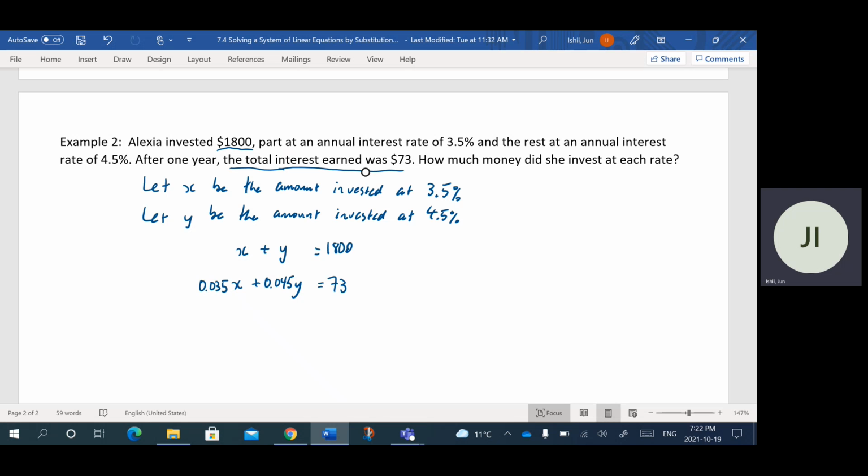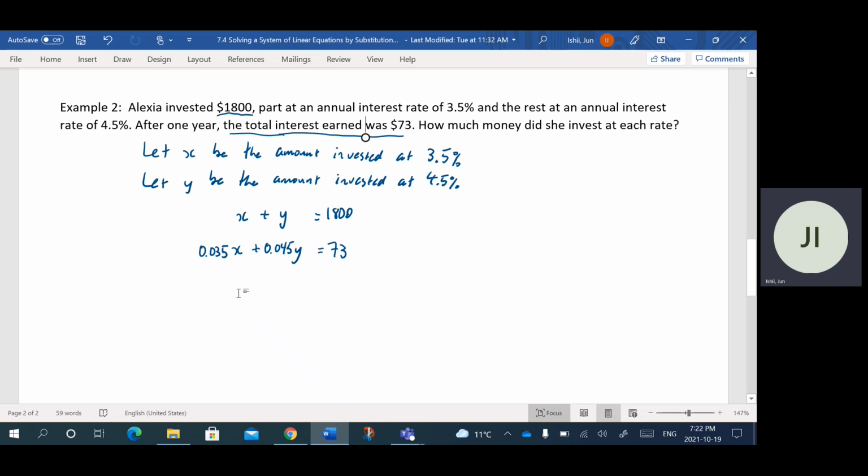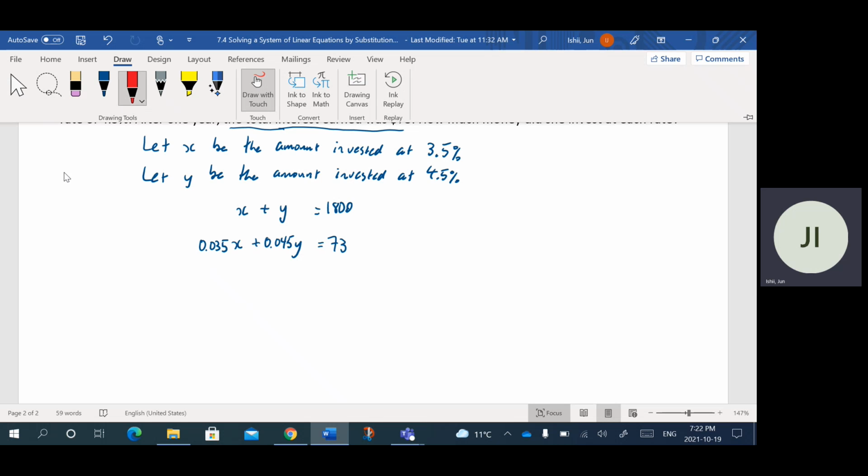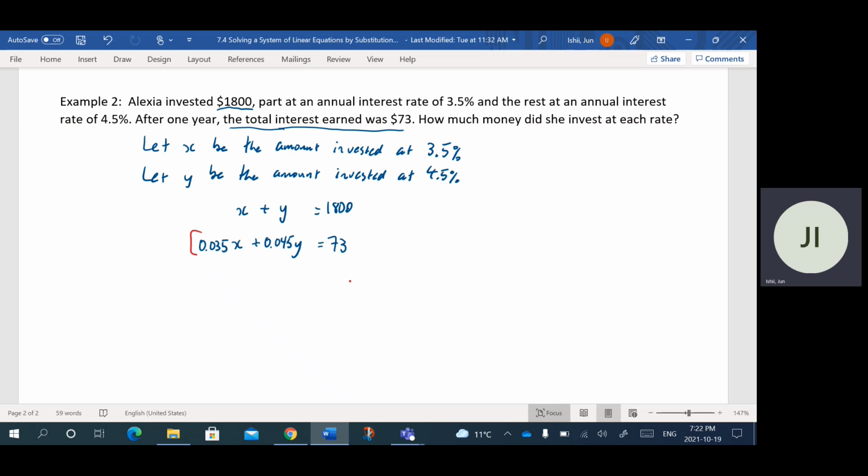Now, one thing you'll notice is that we've got decimals in the second equation. What I want to do first here is actually just get rid of the decimals. And since these are equations, whatever you do to one side of the equation, I'm just going to do to the other side. So I'm going to multiply both sides by 1,000, because I want to move this decimal place 3 places.